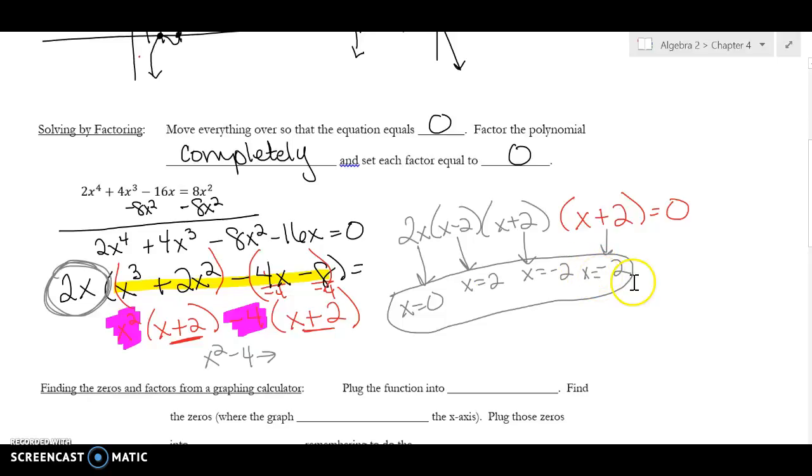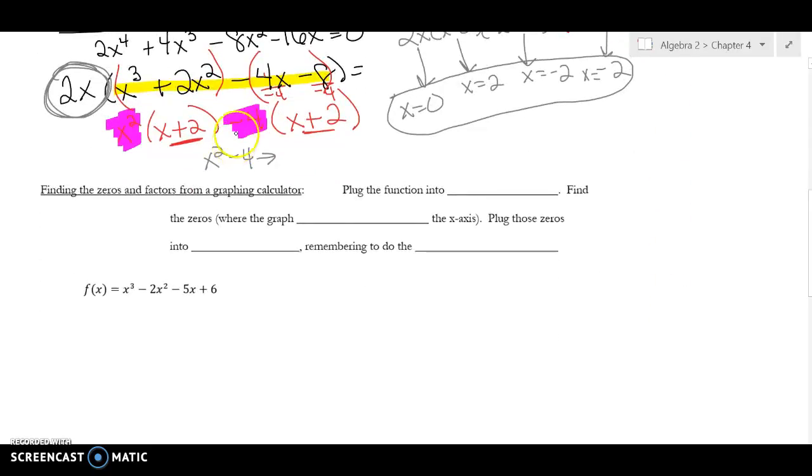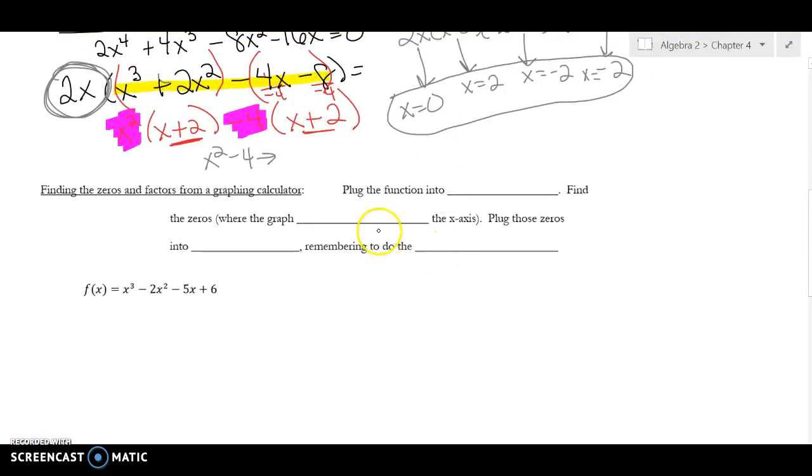All right, last one we're going to do, last type is graphing using the calculator. And so finding the zeros and factors from a graphing calculator. So you're going to plug the function into y equals. And then you're going to find where the zeros are, which is where they cross the x-axis. And then plug those zeros into our parentheses. And remember, whenever you put things into parentheses, it's the opposite.